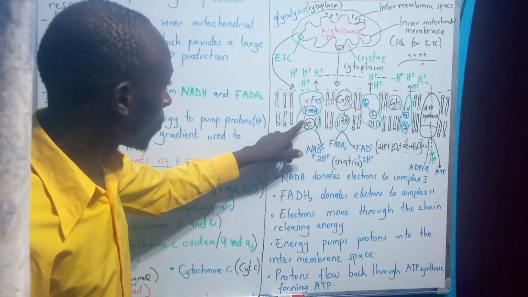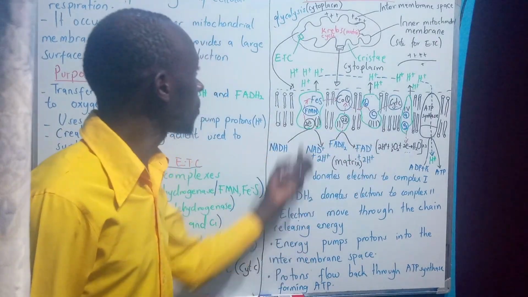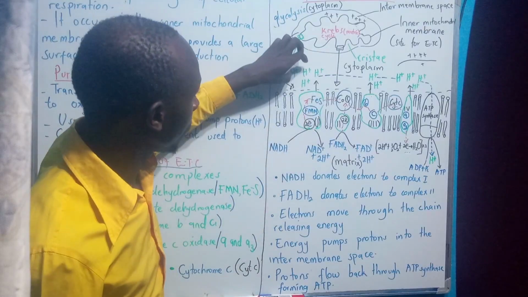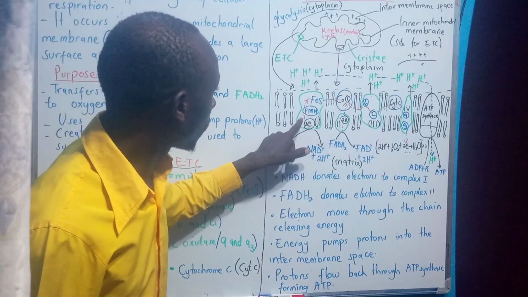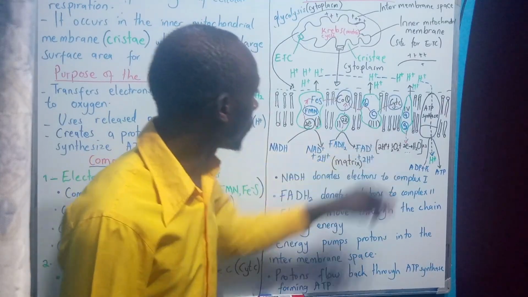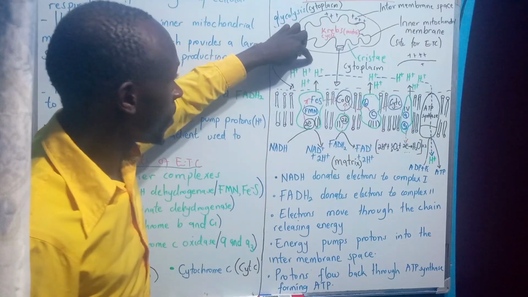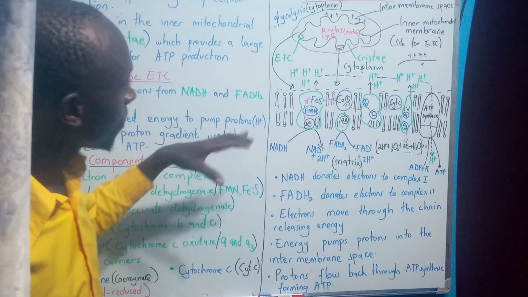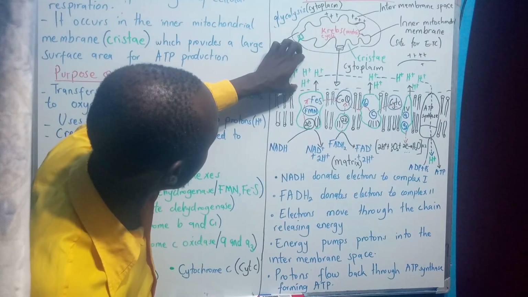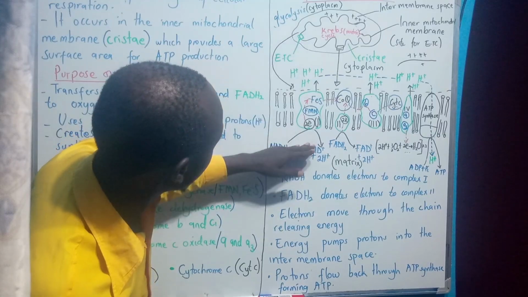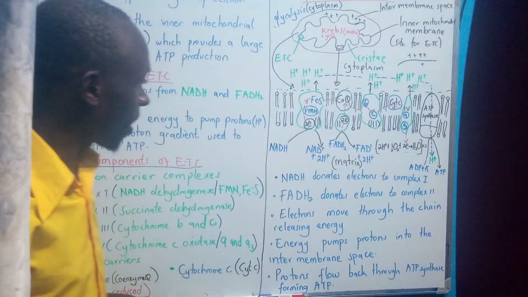So this energy which is produced within complex number 1, complex number 3, complex number 4 is used to pump hydrogen ions into the intermembrane space. So energy is released in complex number 1, complex number 3, and then complex number 4. That energy is used to pump the protons into the intermembrane space. But now, when they are pumped into the intermembrane space, they are going to create a potential difference between the intermembrane space and inside the matrix. Inside the matrix is the site for the Krebs cycle.